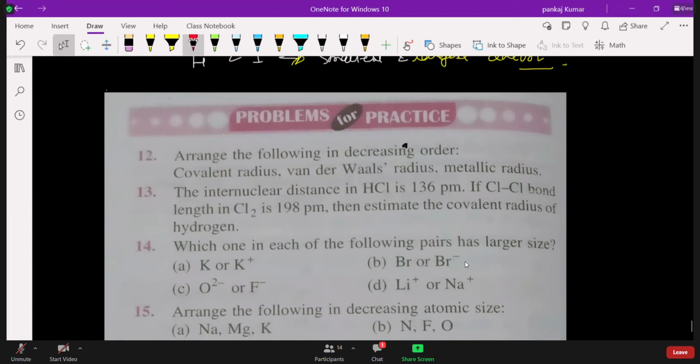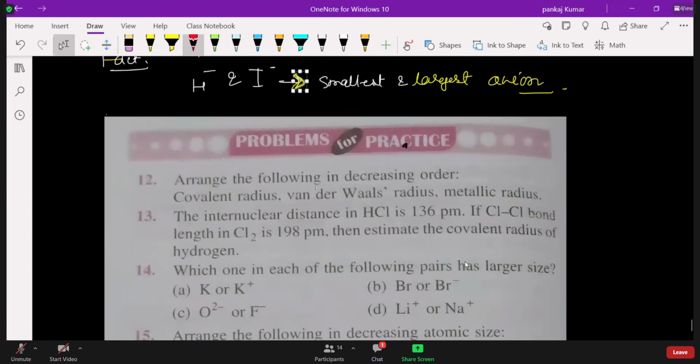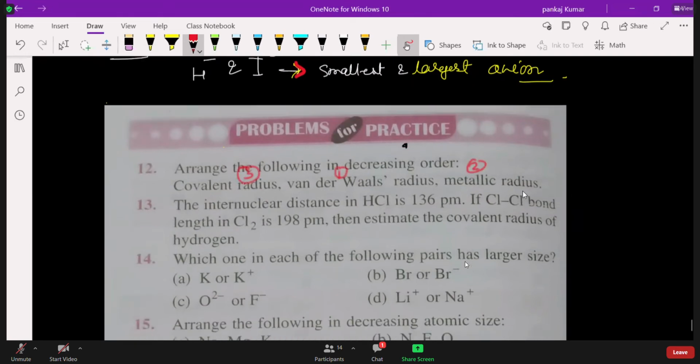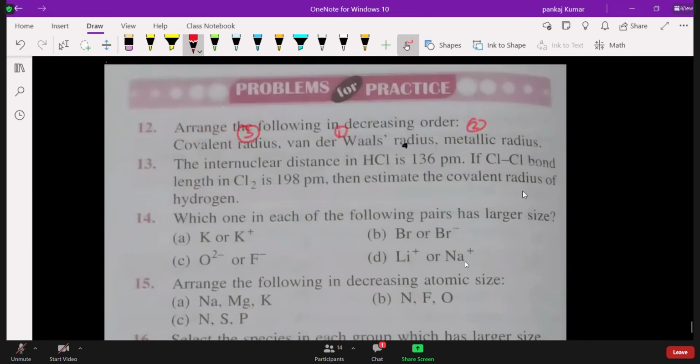Sir, and then ionic will be what position? No, ionic will not come. Ionic we can't say. It depends upon the atoms, this is 1, 2, and this is 3. Because when they lose an electron, the charge changes. Here they are not losing charge, they are not cation or anion. So ionic we are not counting.